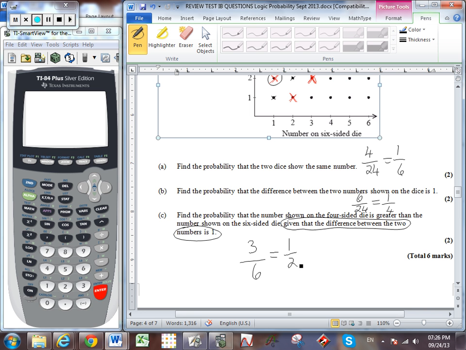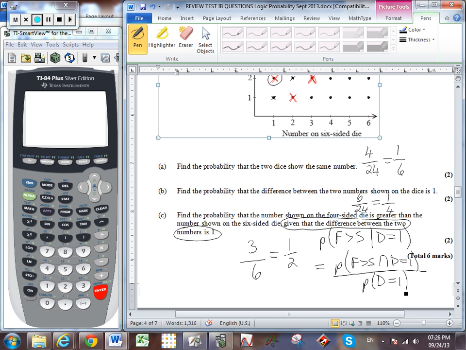Another way you could have solved this problem would have been by using the probability formula for conditional probabilities. So we're saying find the probability that the number shown on the 4-sided die is greater than the 6-sided die, given that the difference between the two dice is equal to 1. So I'd notate it like this. According to the probability formula, that's going to be equal to the probability of both of these events happening at the same time divided by the probability of the given event occurring.